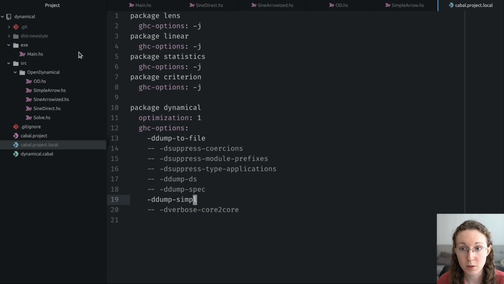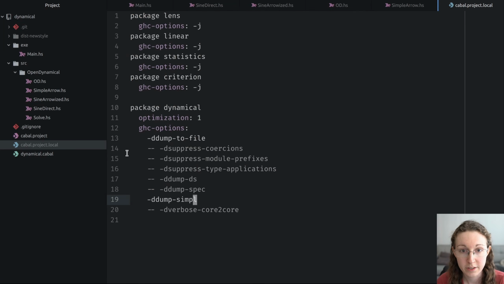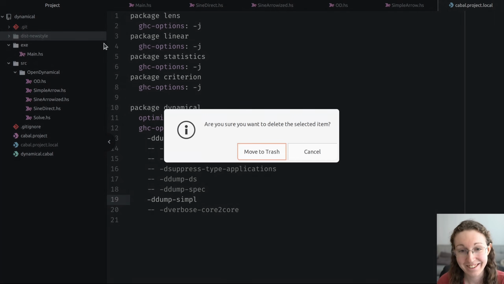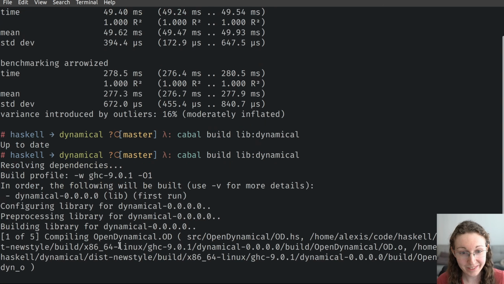So I'm going to save this cabal.project.local file, and I'm going to build the project, and I'm specifically just going to build a library so that we don't need to, now it's saying that everything is up to date because, well, let's just delete the new style directory and rebuild.